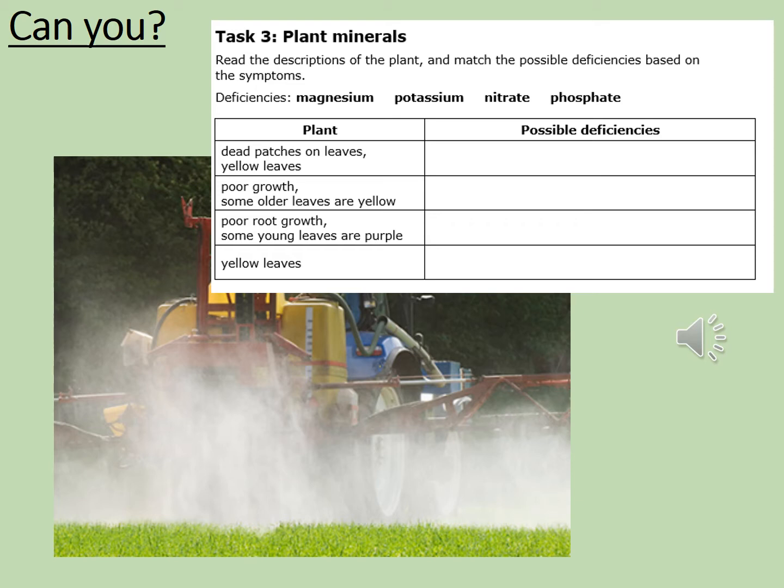So what makes dead patches on leaves and yellow leaves? What makes poor growth and some of the leaves go yellow? What makes the poor root growth and some of the leaves turn purple? And what makes the yellow leaves?